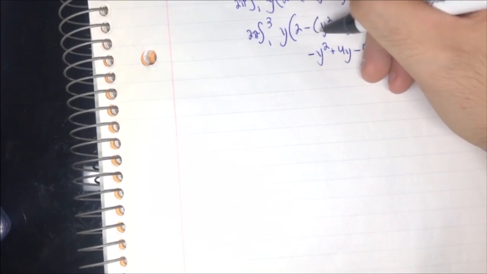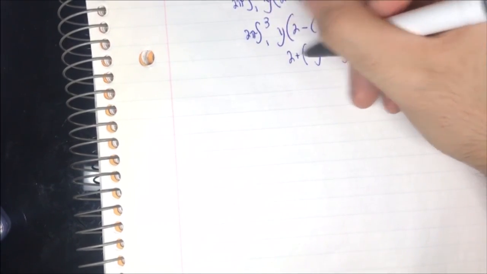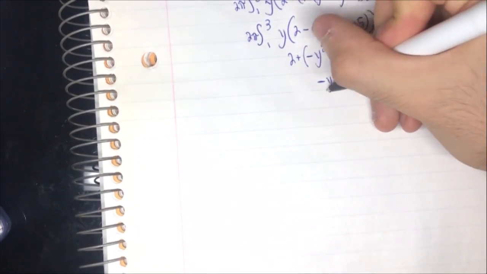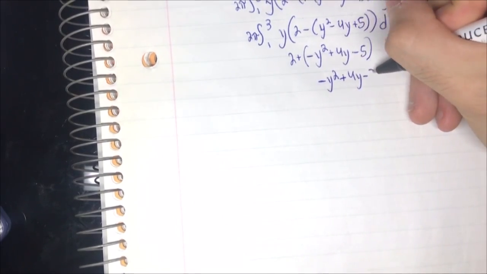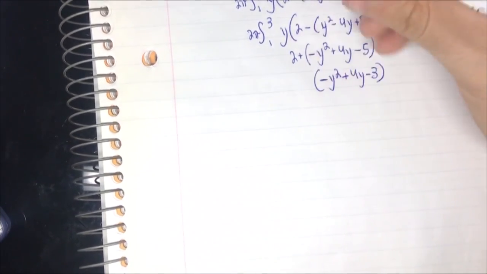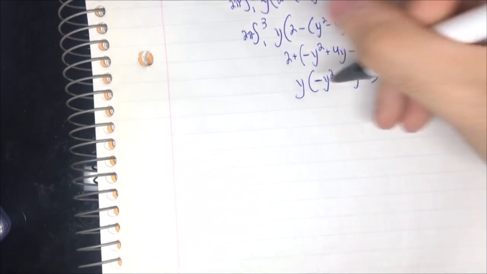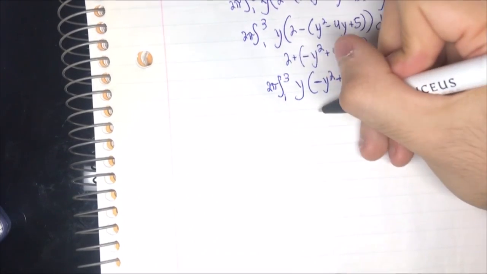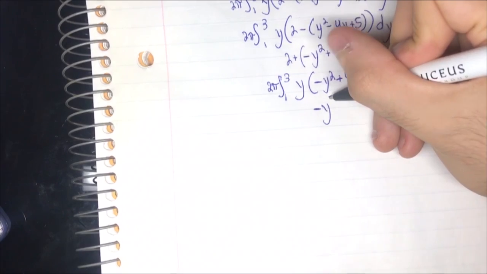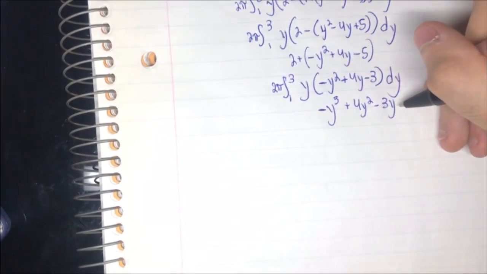And then, let's see, distributed. So now it's 2 plus all of this. So now we can add in the 2 over here. That's just going to give us negative y squared plus 4y minus 3. That's what it's going to give us. And then we still have a y out here that we need to distribute. All right, so this is what we have so far. So let's distribute in the y. That's going to give us negative y cubed plus 4y squared minus 3y dy.